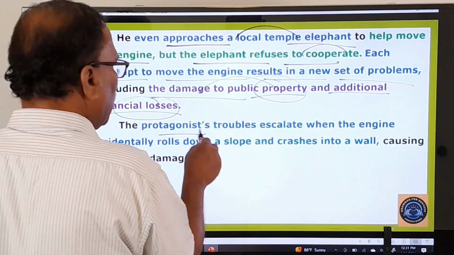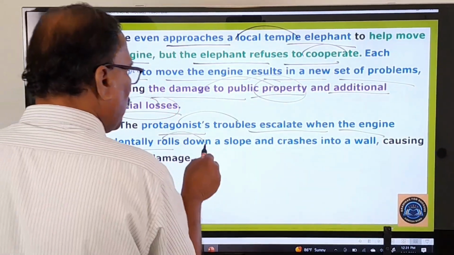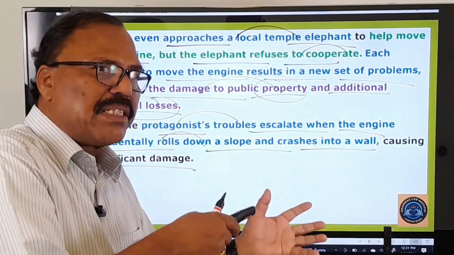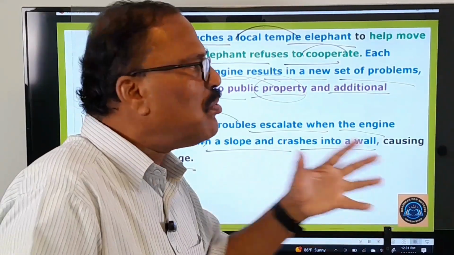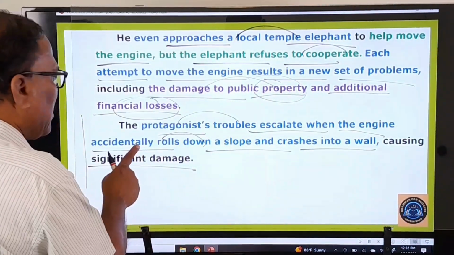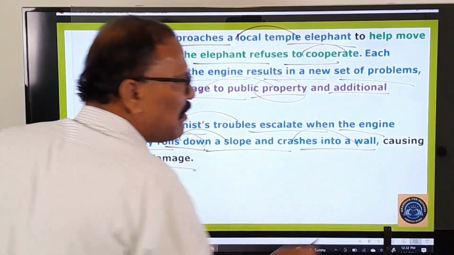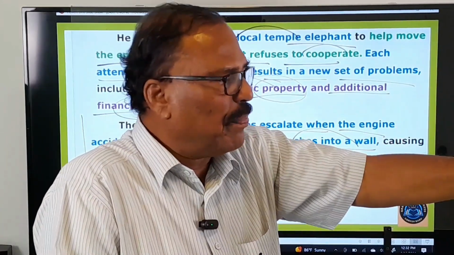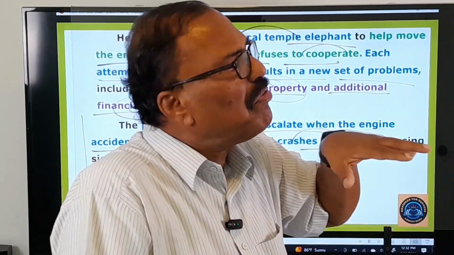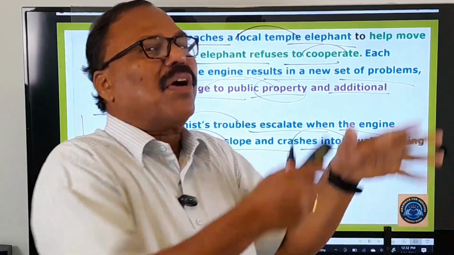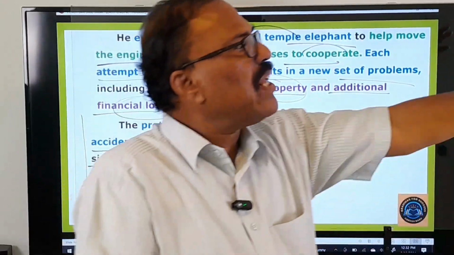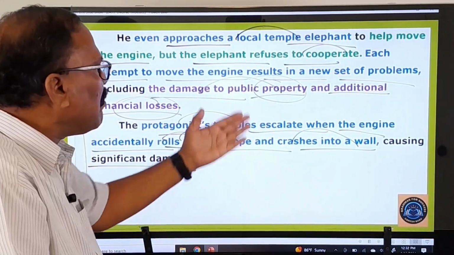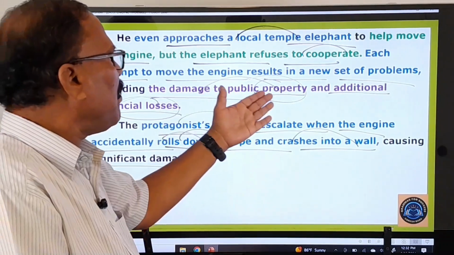The protagonist's troubles escalate when the engine accidentally rolls down a slope and crashes into a wall, causing significant damage. One day, he tried his best with the help of his friends and other people to move that road roller. All the people started moving it, and suddenly there was a slope, and the road roller moved a little faster and went out of control, and it dashed against somebody's wall. That is nothing but damage to public property.